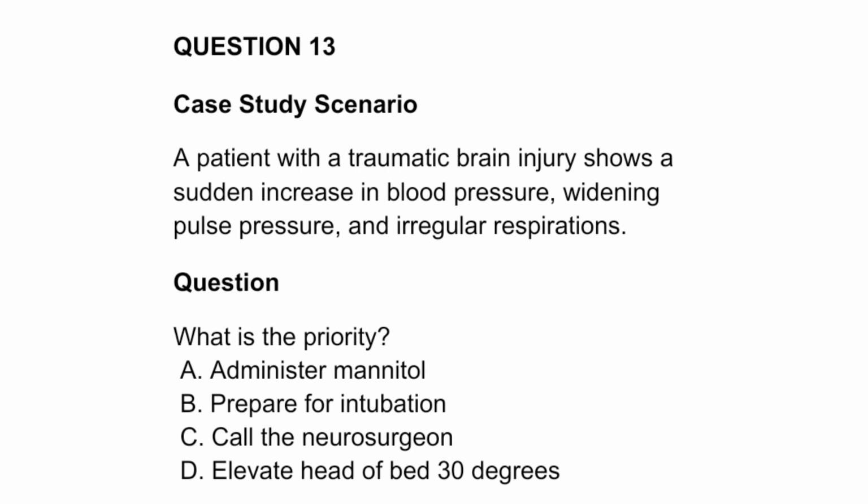Question 13. Case study scenario. A traumatic brain injury patient shows a sudden increase in blood pressure, widening pulse pressure, and irregular respirations. Question: what is the priority? A. Administer mannitol. B. Prepare for intubation. C. Call the neurosurgeon. D. Elevate head of bed 30 degrees.